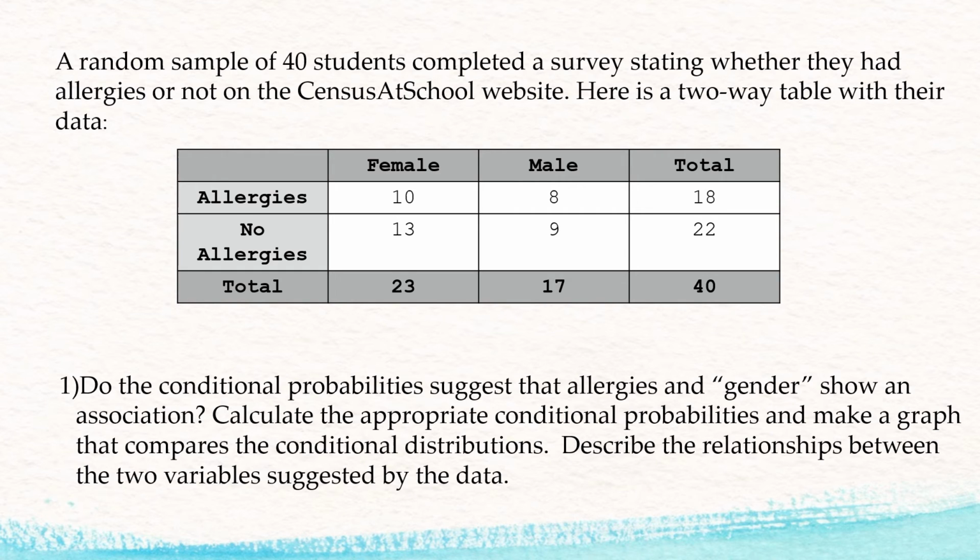So here's a two-way table with their data. Female, male, allergies, no allergies. Do the conditional probabilities suggest that allergies and gender, and again I put that in quotes because that's how the census phrases sex, show an association? So calculate the appropriate conditional probabilities and then make a graph that compares the conditional distributions. Describe the relationships between the 2 variables suggested by the data. Okay, let's get into this.